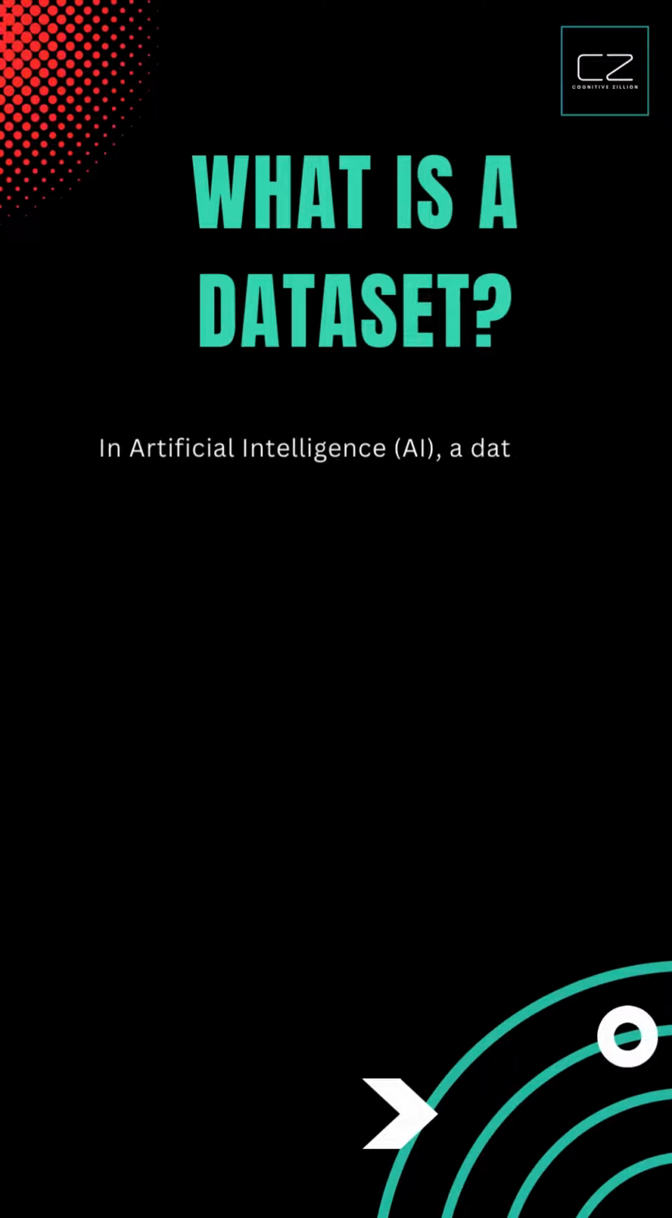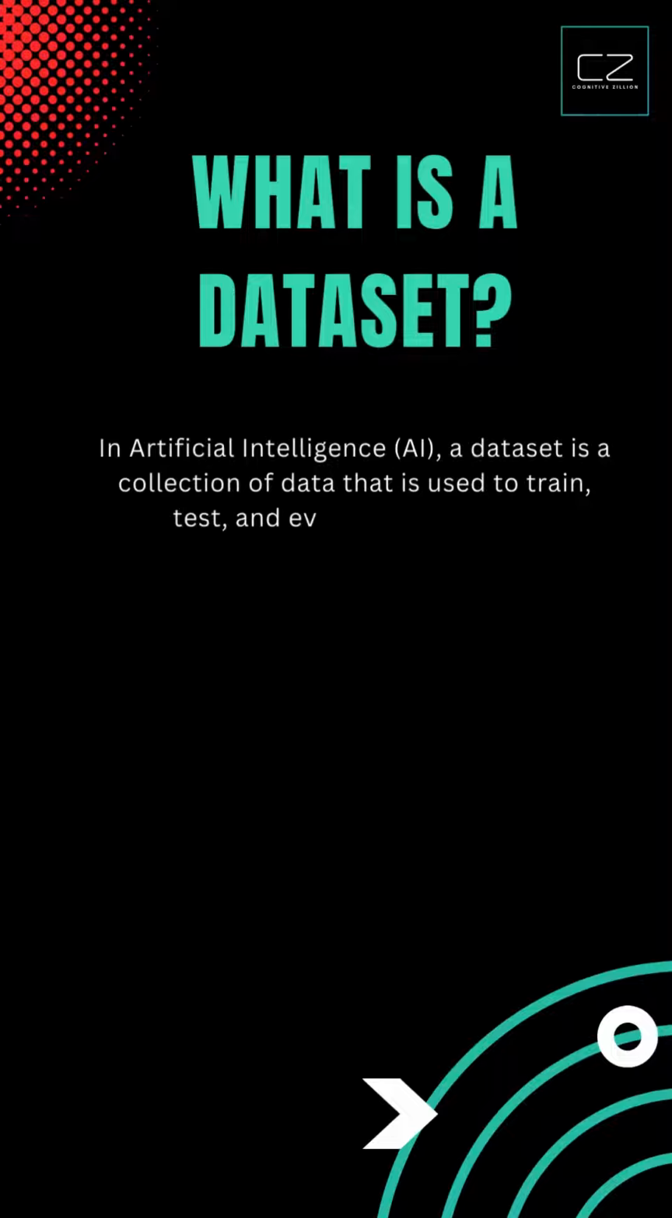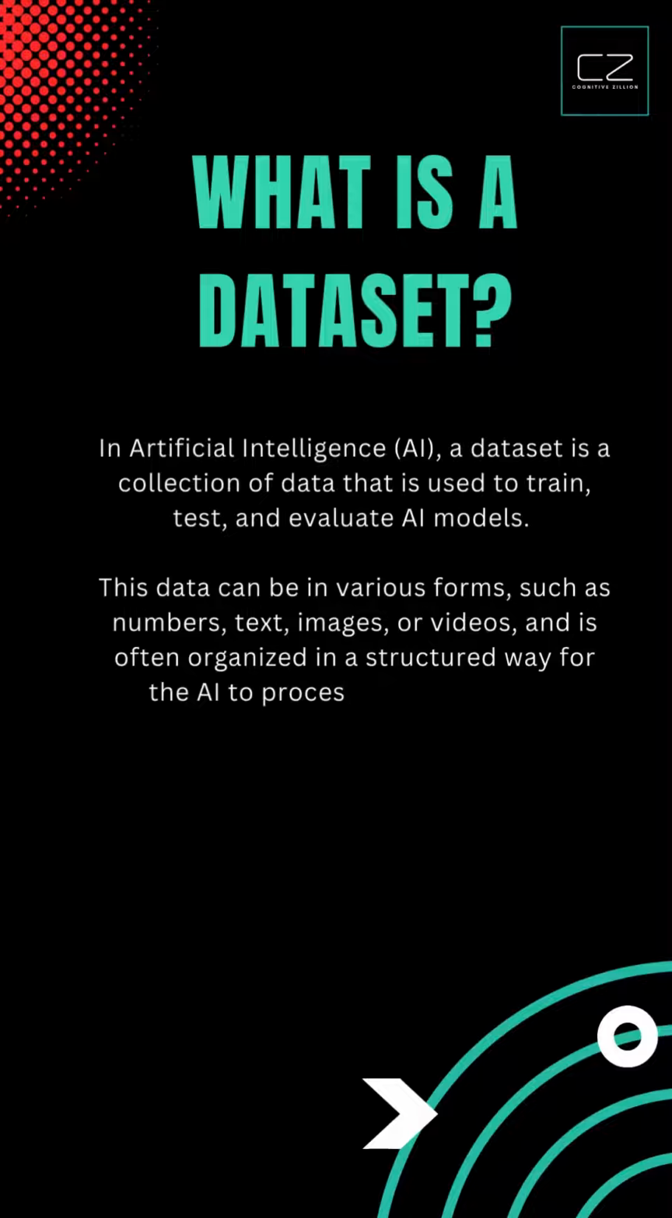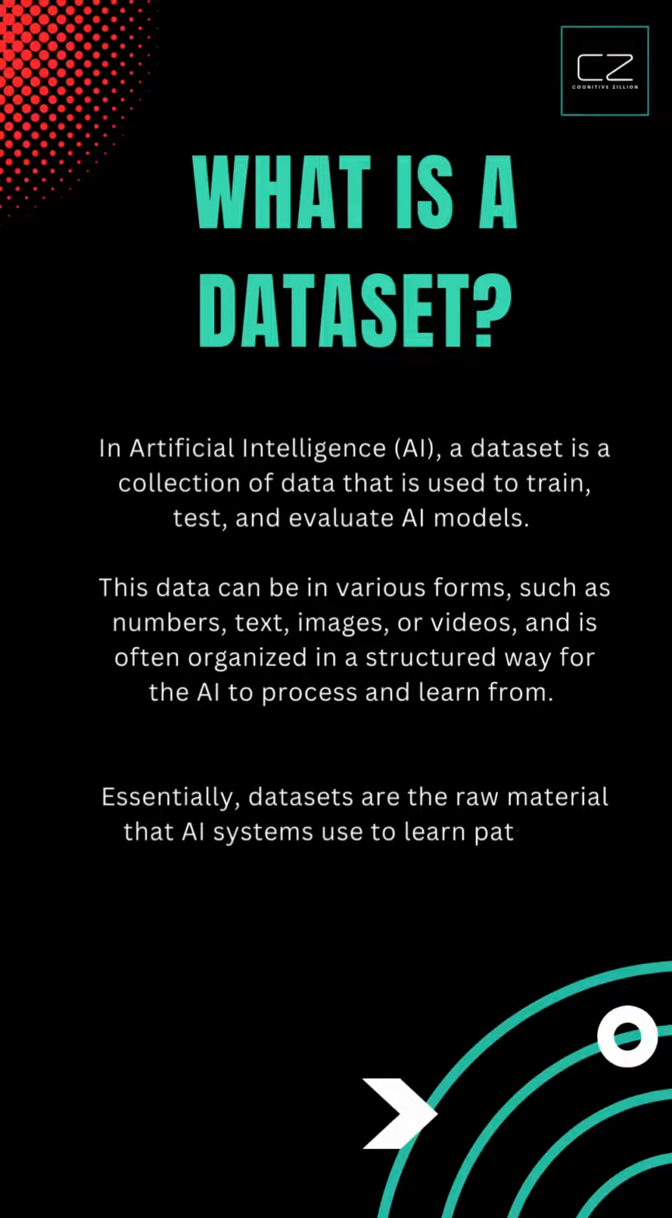What is a dataset in AI? In artificial intelligence, a dataset is a collection of data that is used to train, test, and evaluate AI models. This data can be in various forms, such as numbers, text, images, or videos, and is often organized in a structured way for the AI to process and learn from. Essentially, datasets are the raw material that AI systems use to learn patterns, make predictions, or understand information.